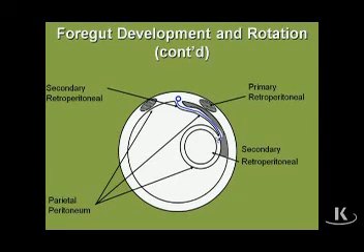And we can in fact generalize that concept to say that any organ that is a secondary retroperitoneal organ is an organ whose blood supply will be secondarily retroperitoneal. And similarly, any organ that is a primary retroperitoneal organ will have a blood supply that is primarily retroperitoneal.